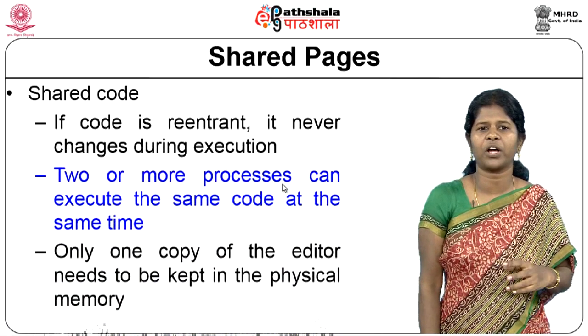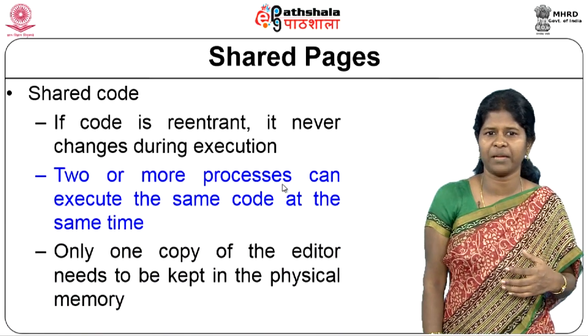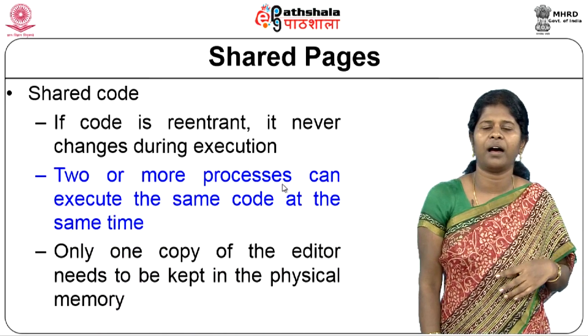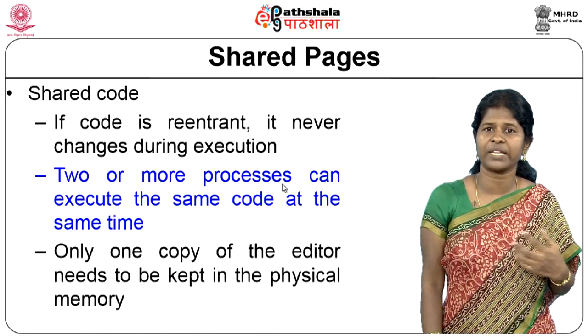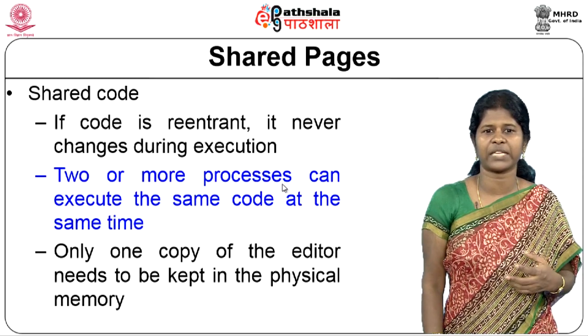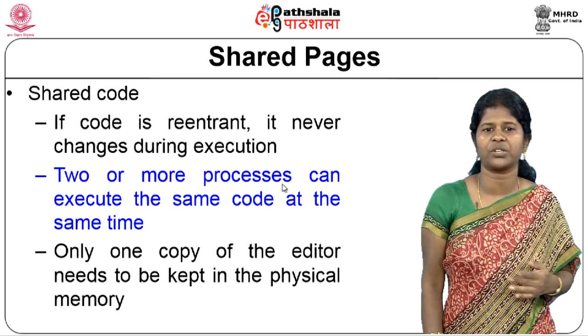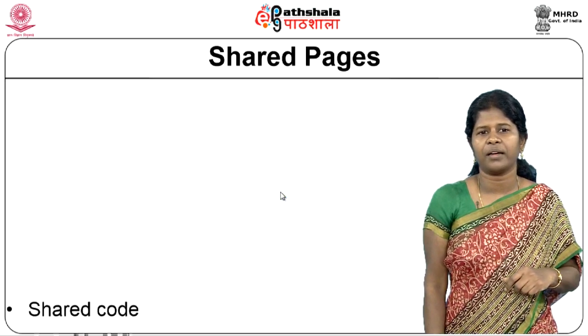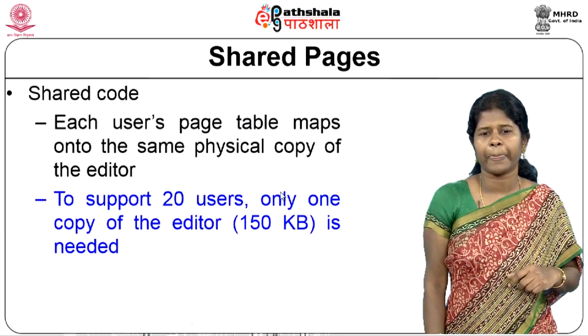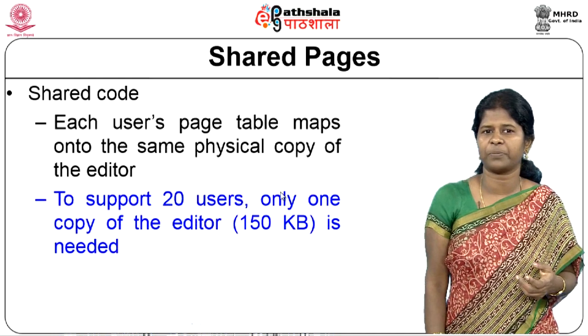So, if 2 or more processes can execute the same code at the same time, then the code is reentrant. The 2 or more processes can execute the same code at the same time, and the code will not change during execution. But the data will be different for each of the processes.